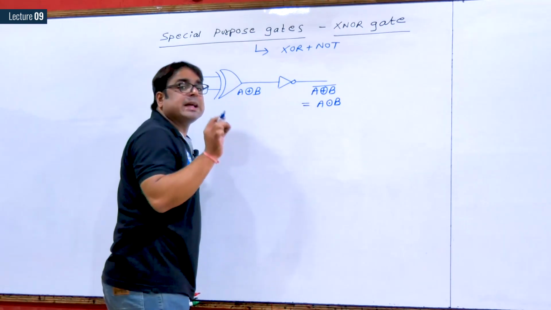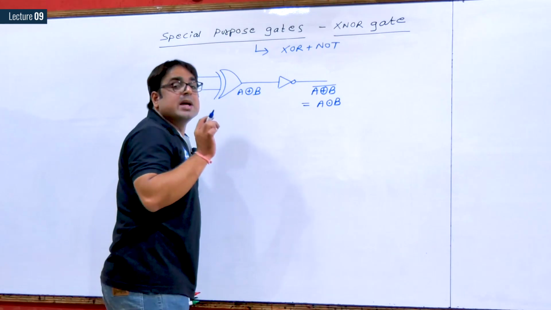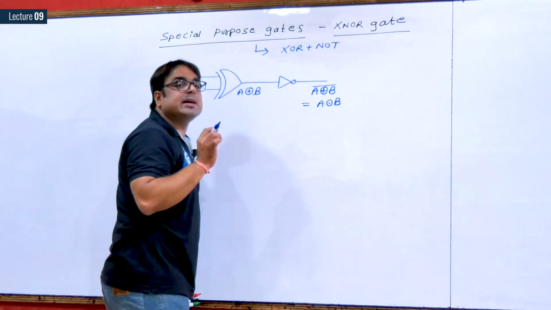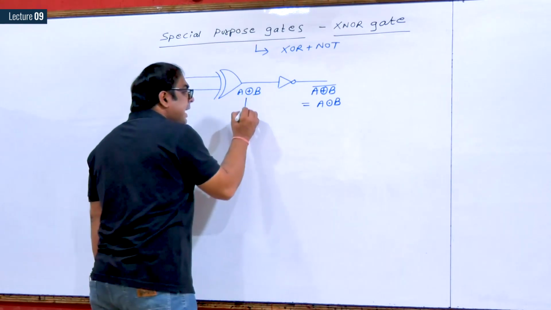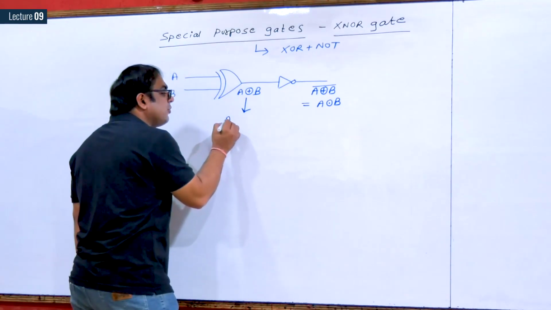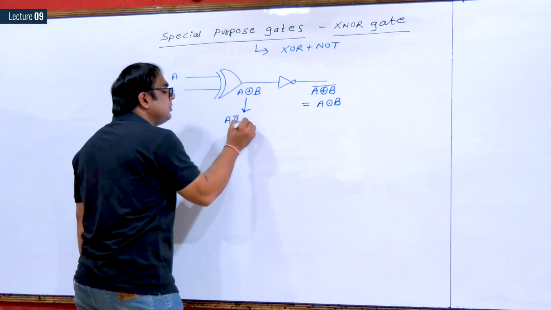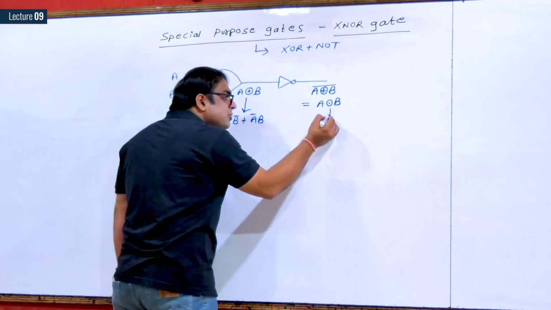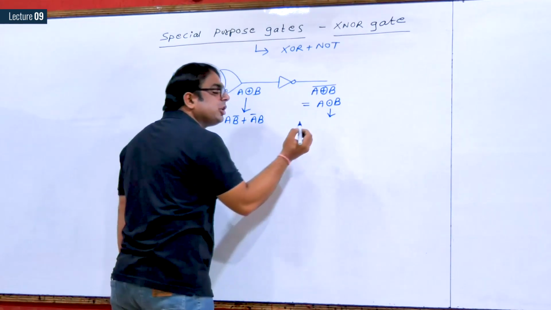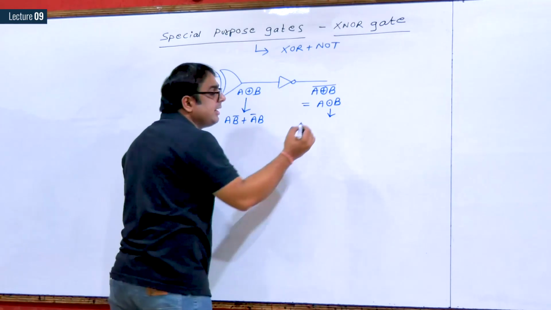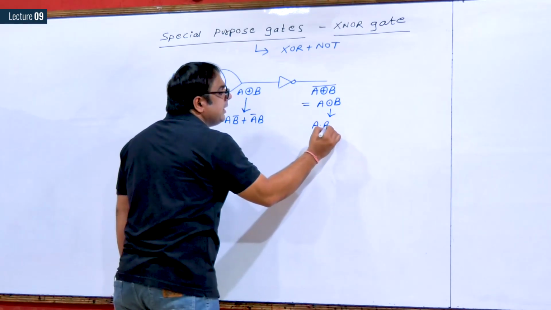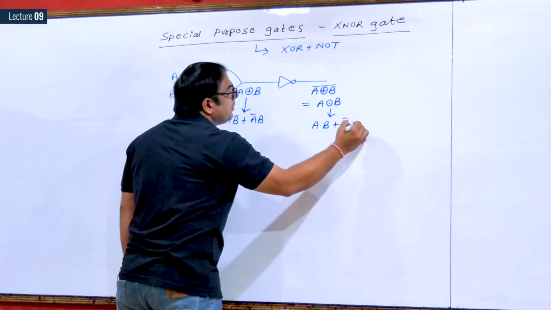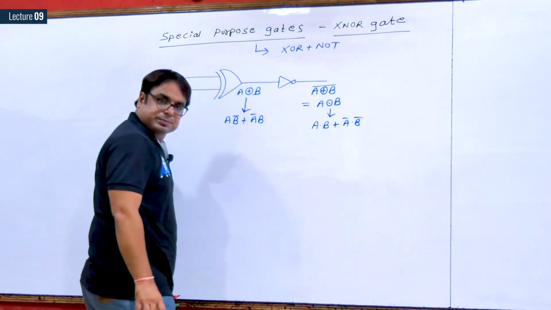It is represented as a dot inside a circle. For A XOR B, the expression was AB complement plus A complement B. For A XNOR B, the expression is A dot B plus A complement dot B complement.